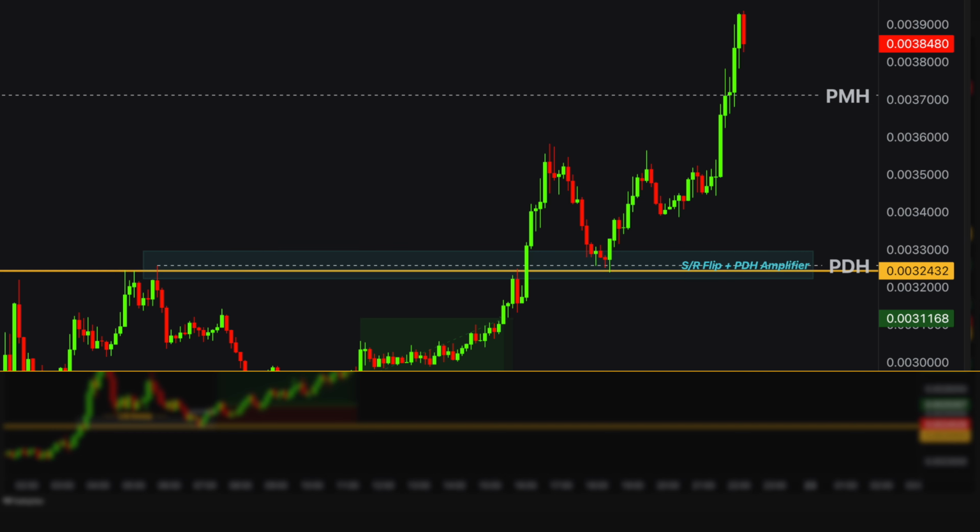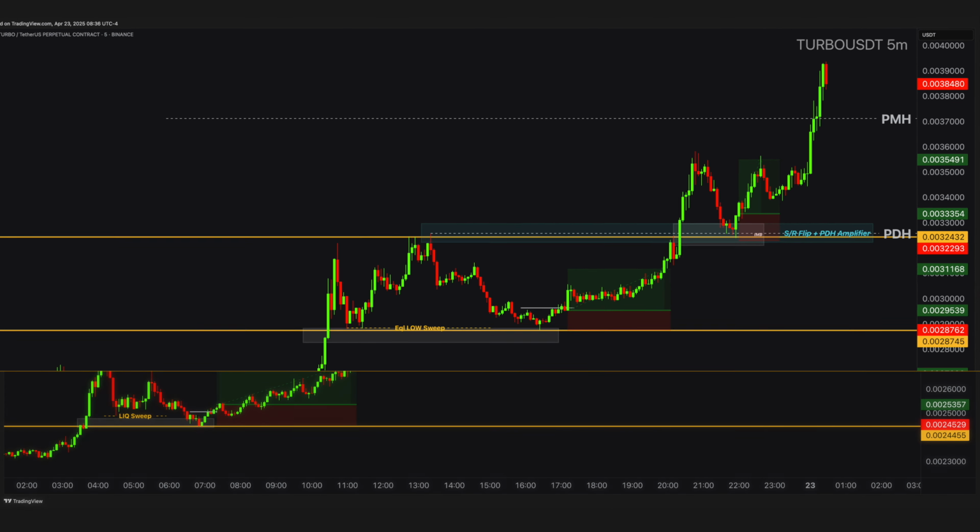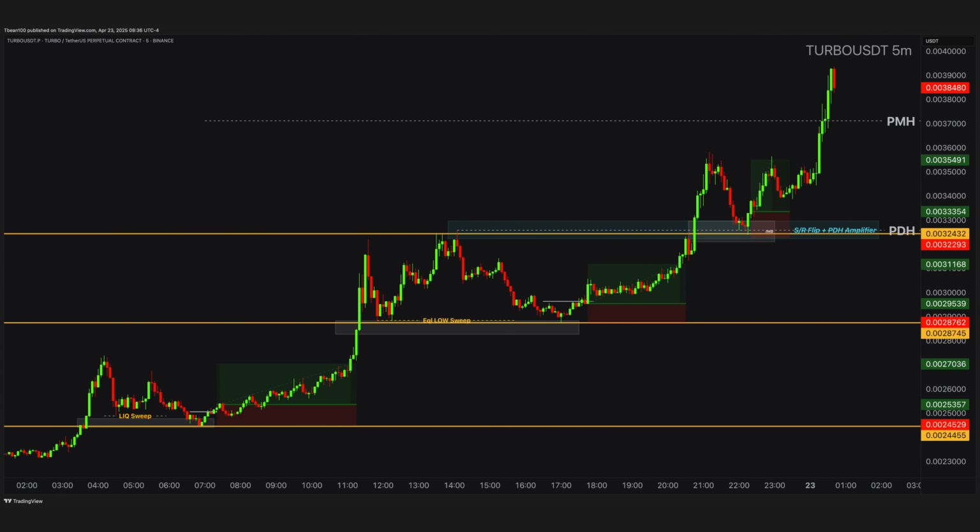Finally, let's talk about the third rally. Notice what we have here. An SR flip location combined with a PDH amplifier as your entry, plus an inner imbalance as well. And you will see the microstructure break or a price switch here. Another 2-hour trade setup. This time our future target will be the PMH, the previous month high.